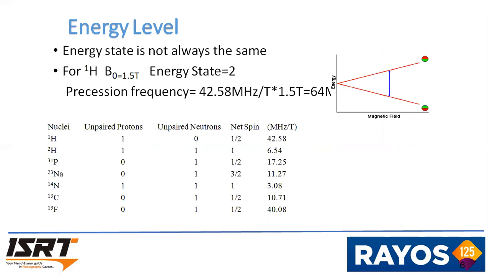Coming to the energy level, the energy state is not always the same. For hydrogen, the energy state is 2 and the precessional frequency is 42.58 megahertz. At 1.5T it is 64 megahertz and at 3T it is 128 respectively. You can see the chart here. Here I am mentioning some of the protons and the energy states.